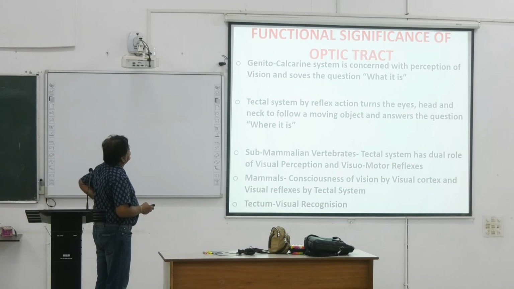Functional significance of the optic tract. The geniculocalcarine system is concerned with the perception of vision and answers the question, what is it? The tectal system, by reflex action, turns the eyes, head and neck to follow a moving object and answers the question, where it is. In submammalian vertebrates, the tectal system has a dual role of visual perception and visuomotor reflexes. In mammals, consciousness of vision is by the visual cortex and visual reflexes by the tectal system. Tectum, the visual recognition.